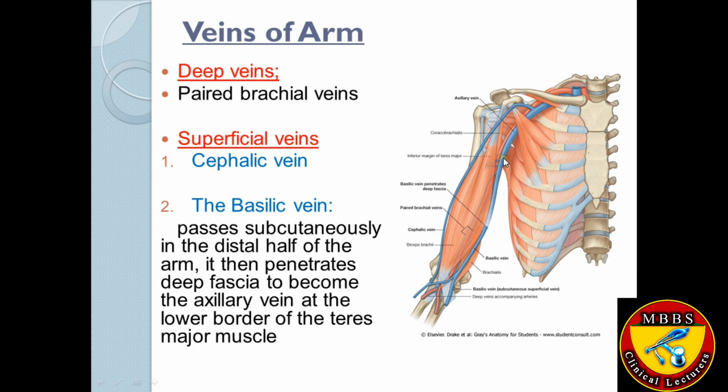The basilic vein, as it crosses the inferior margin of teres major, its name changes and now it becomes the axillary vein. So the basilic vein is a superficial vein in the distal half of the arm. It penetrates the deep fascia and continues upward and becomes the axillary vein. The paired brachial veins, deep brachial veins, enter into the basilic vein or they enter into the axillary vein.